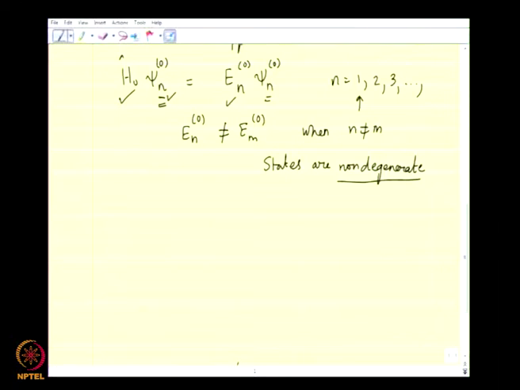Now, we are also supposed to know the perturbing Hamiltonian. I mean, we must know what the disturbance is due to and the form of the disturbance.